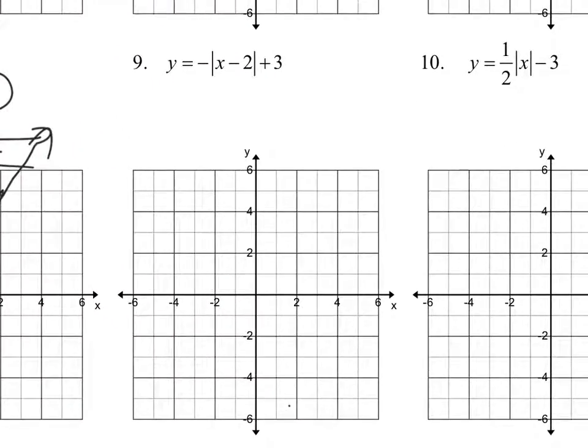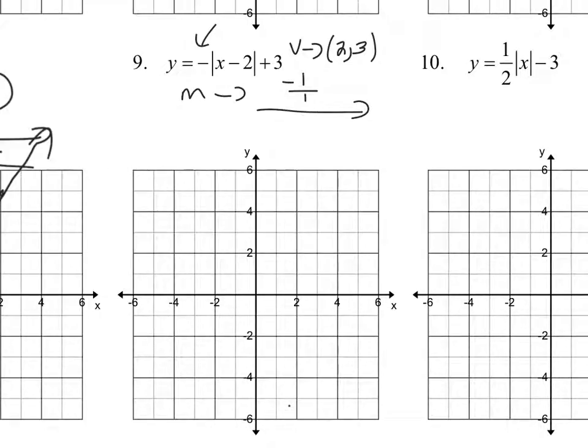Next, number 9. We have a negative here, so that should automatically tell you that this is going to be reflected along the x-axis. Your vertex is going to be positive 2, 3. Now your slope, as you're going to the right of the vertex, that's negative 1 over 1. Okay, and as you're going to the left, it would be the opposite, so it would be 1 over 1. And hopefully that makes sense because this graph is going to be pointing downwards, right? And that's because of that negative, it's going to be reflected across the x-axis, and that's why our slope is negative as we go from our vertex to the right.